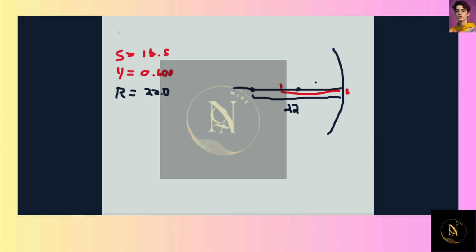So again, the first part of the problem asks to draw the principal ray diagram. So the first principal ray is parallel to the axis. So it goes from the object parallel to the axis, hits the mirror, and then reflects and passes through the focal point. All right, and then the next one is a ray through the focal point and is reflected parallel to the axis.